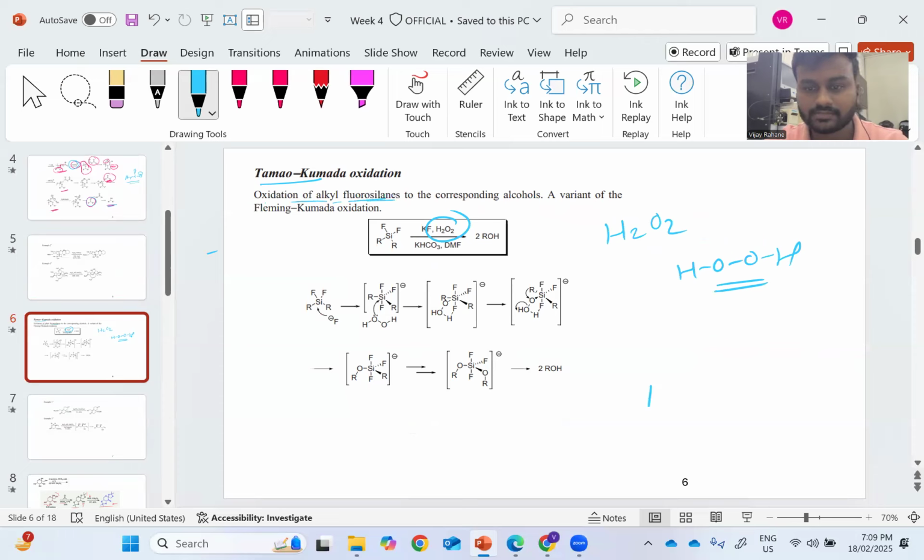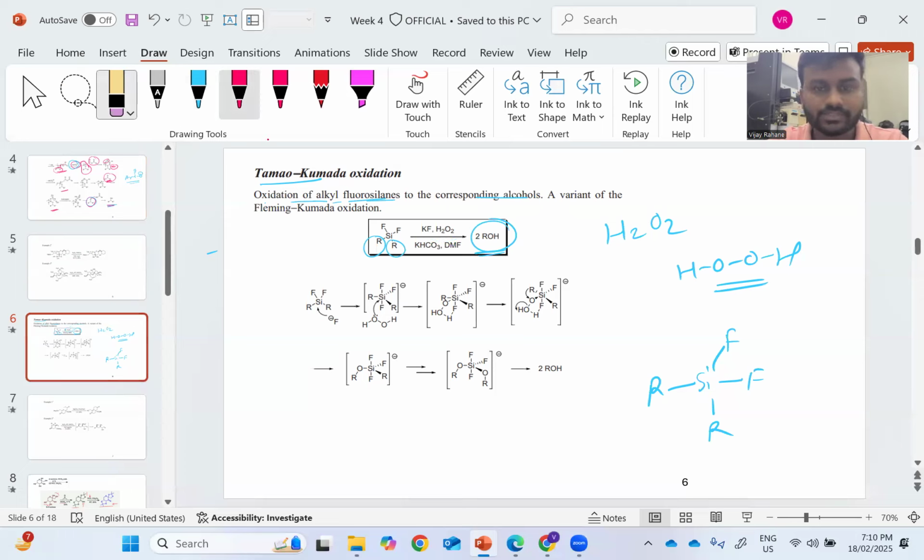So in this case, the R Si. Here there are two fluoride groups in the R, so the alkyl fluorosilane converts to the corresponding alcohol. We get the alcohols, and since there are two R's, we get two equivalents of alcohol. So this is the variant of the Fleming-Kumada oxidation. The mechanism you can see here, we have the fluoride in the starting. Here we are using the KF salt.